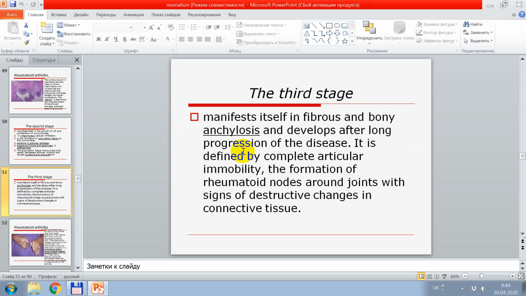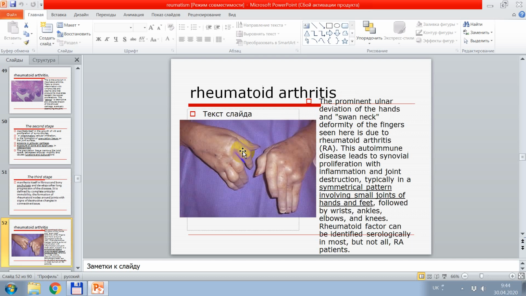The third stage manifests itself in fibrous and bony ankylosis and develops after long progression of the disease. It is defined by complete articular immobility, the formation of rheumatoid nodules around joints with signs of destructive change in connective tissue. These are macroscopic signs of injury of joint by rheumatoid arthritis.